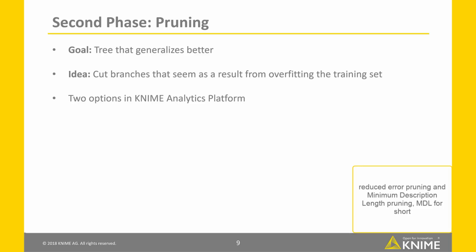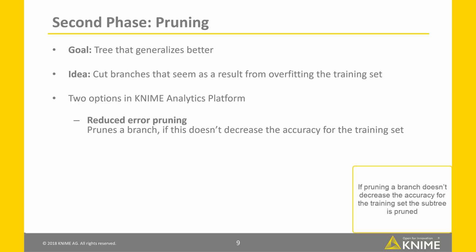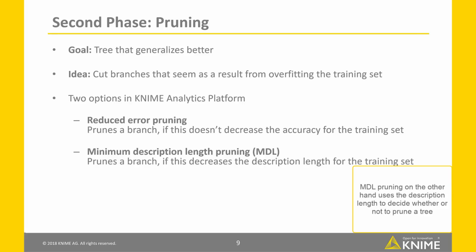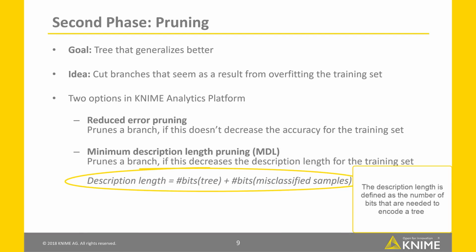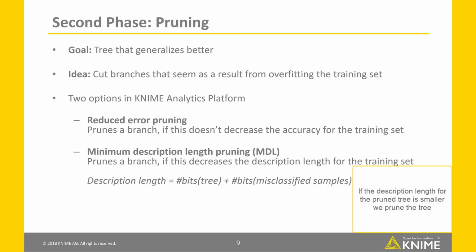MDL for short. In the case of reduced error pruning, the rules of the tree are applied to the training set. If pruning a branch doesn't decrease the accuracy of the training set, the subtree is pruned. MDL pruning, on the other hand, uses the description length to decide whether or not to prune a tree. The description length is defined as the number of bits that are needed to encode a tree, plus the number of bits to encode the samples of the training set that have been misclassified. If the description length for the pruned tree is smaller, we prune the tree.